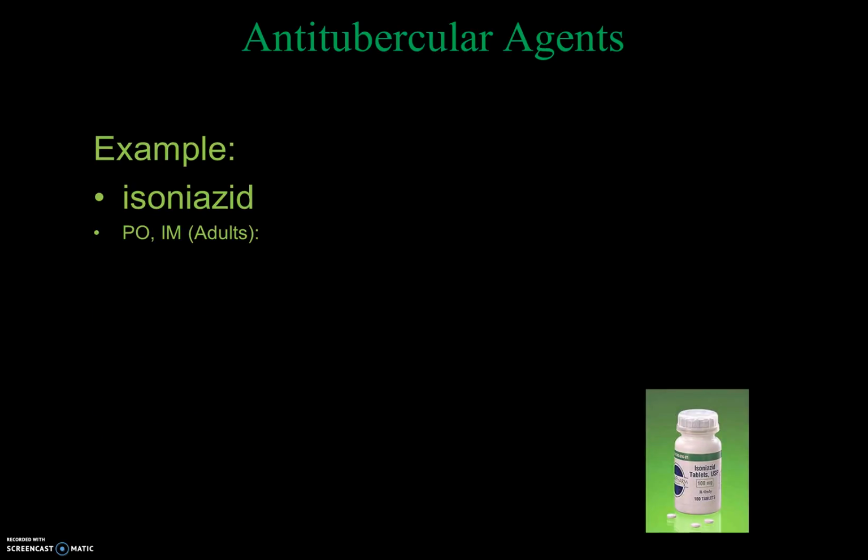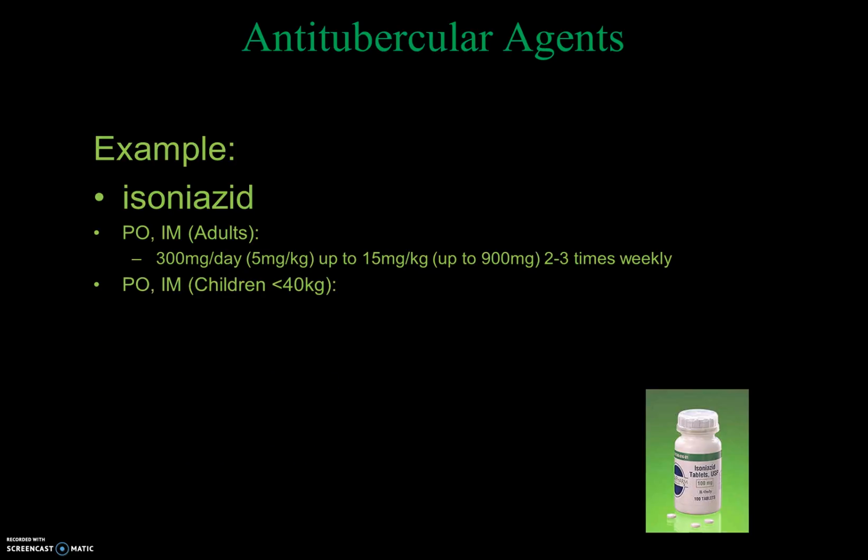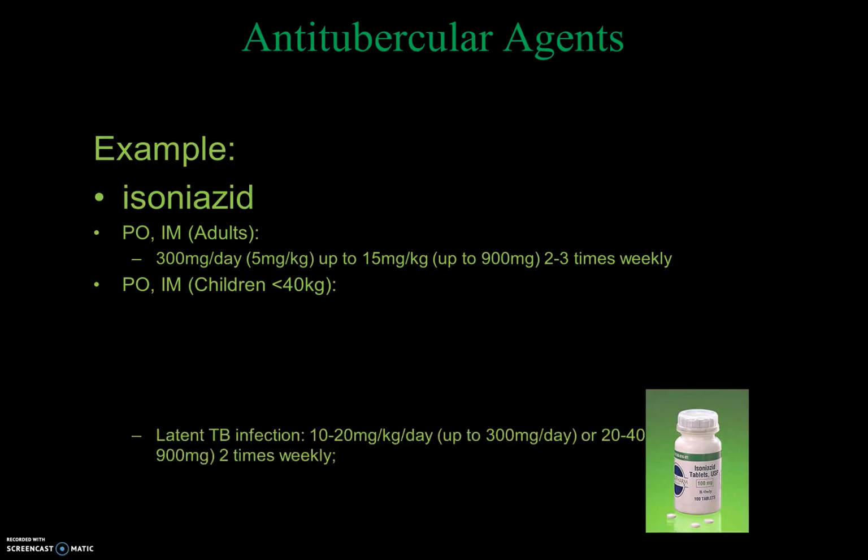The dosing for isoniazid is going to be oral or intramuscular for adults at 300 milligrams per day or 5 milligrams per kilogram up to 15 milligrams per kilogram up to 900 milligrams 2 to 3 times weekly. For children, intramuscularly or orally under the weight of 40 kilograms.